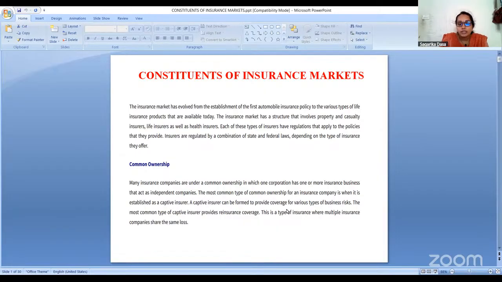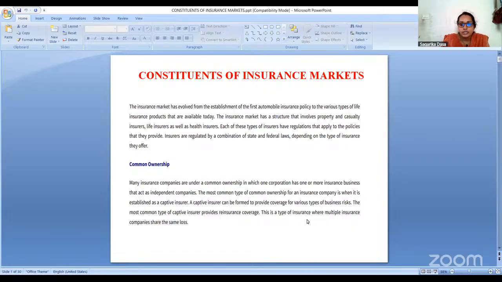So it is the common ownership where all the insurance companies fall under one particular ownership entity, and where they establish a captive insurer. A captive insurer provides coverage for different types of business risk. We have seen the types of risk previously. So for different types of business risk, this coverage will be provided. Such an insurer we call a captive insurer. Usually it is a common ownership.